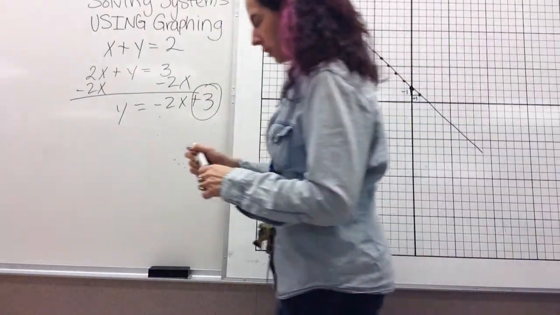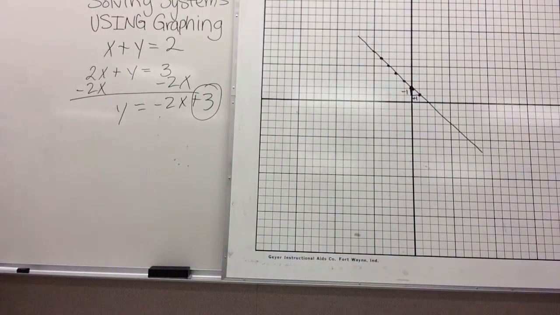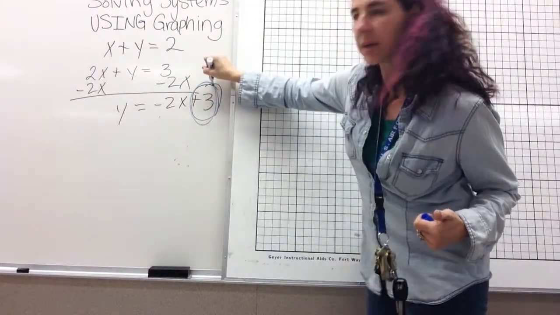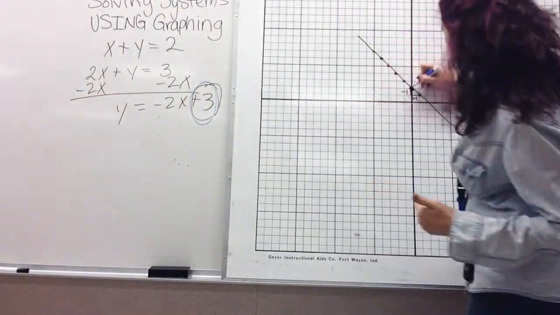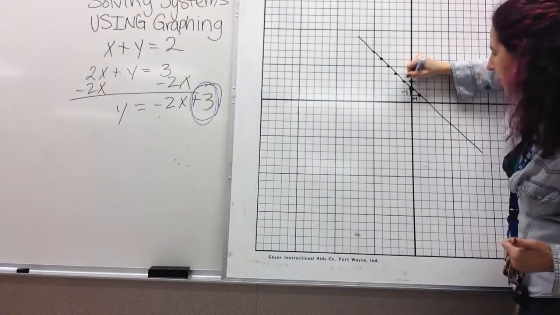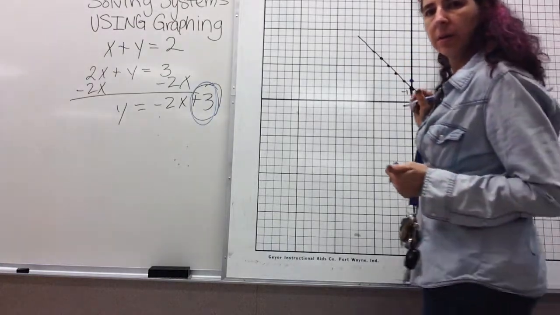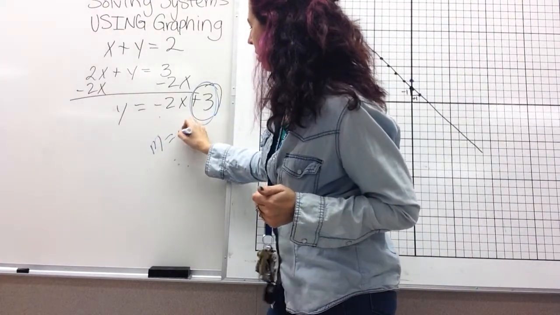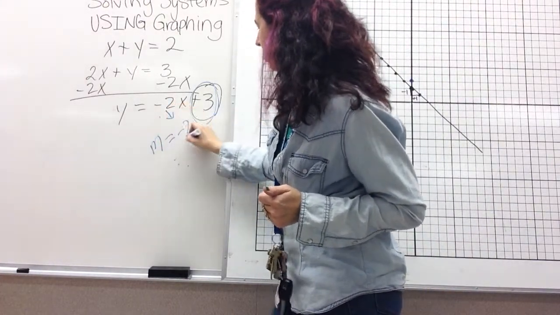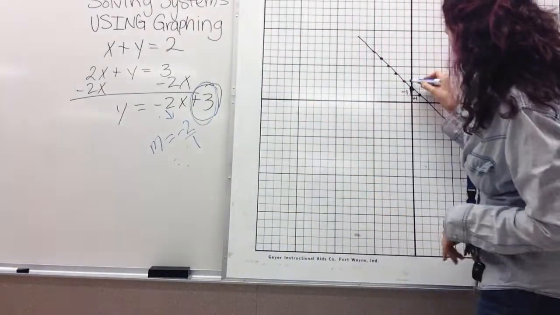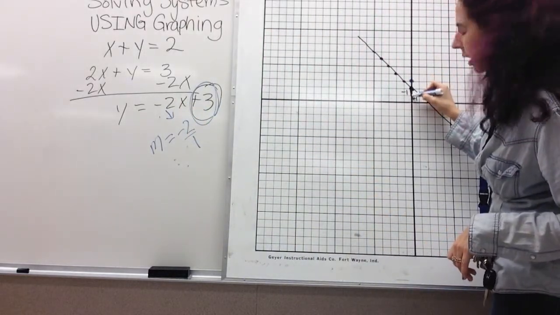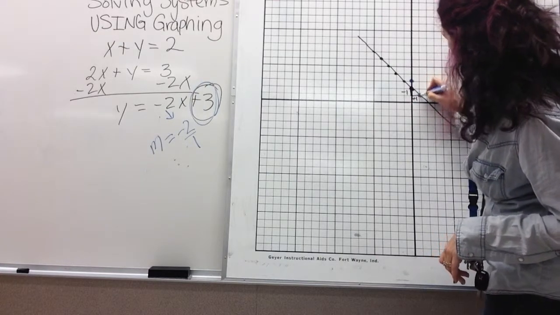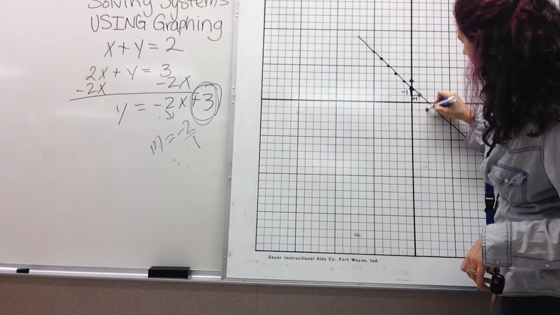Let's use a different color. Okay, so I'm going to circle this in blue so you could see it. So we're going to go 1, 2, 3, and we put a dot on 3. And we have a slope of negative 2 over 1. So we're going to go 2 down, 1, 2, and 1 to the right.